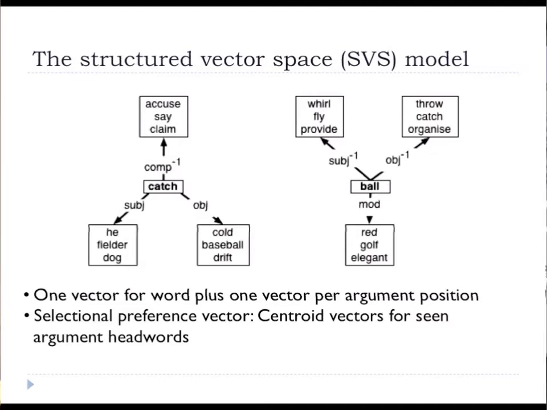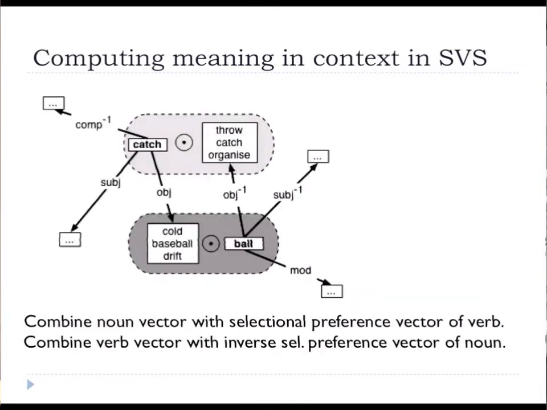So, these selection preference vectors are actually pretty simple to compute. You go to a corpus and you collect, say, modifiers of the word ball, and you just add up their vectors, and that gives you a selection preference vector. And then you do this mutual disambiguation.